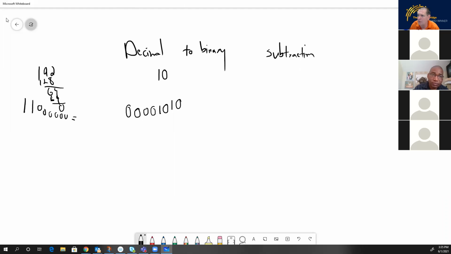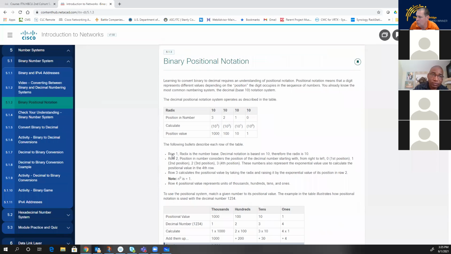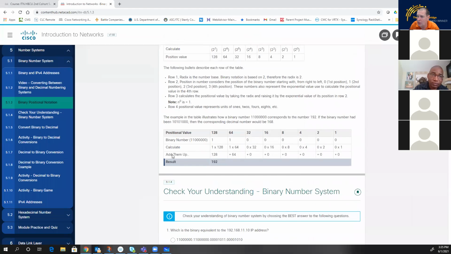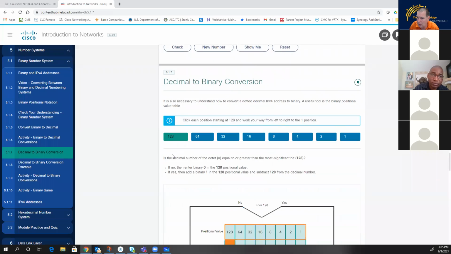So I'm not going to spend a lot of time on this. I just want to make sure you know how to do it, because it becomes important as we move forward and we're working with our IP addresses, because we need to be able to do this.